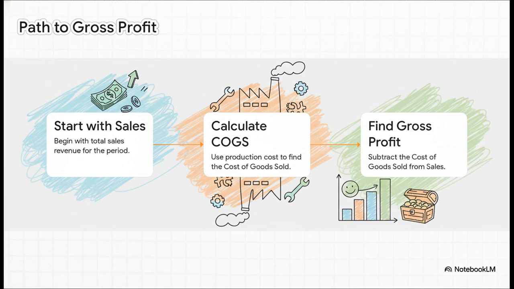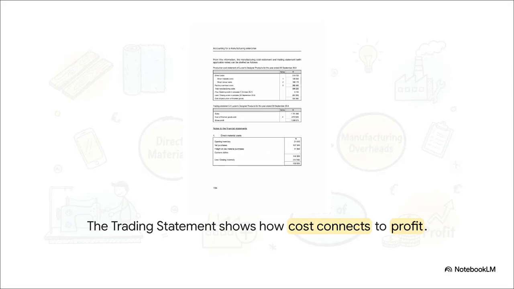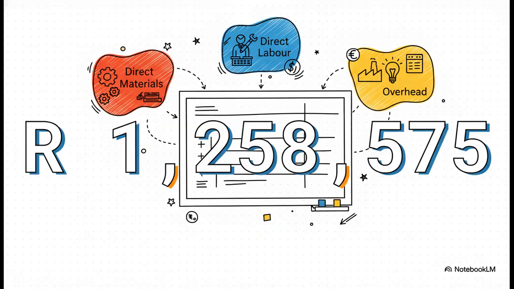That's your gross profit. This second document, the trading statement, is where it all comes together. Again, don't sweat the details, just follow the story. You see that sales figure at the very top? We subtract the cost of goods sold right below it, and that number comes directly from our production cost work. That one simple subtraction gives us the bottom line. And there it is, the final payoff. Lucian's designer products made a gross profit of over $1.2 million.